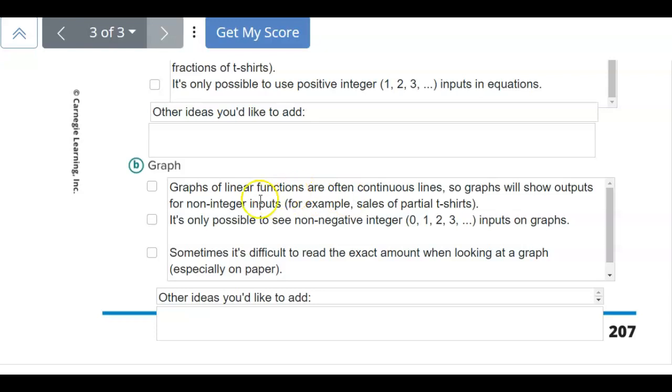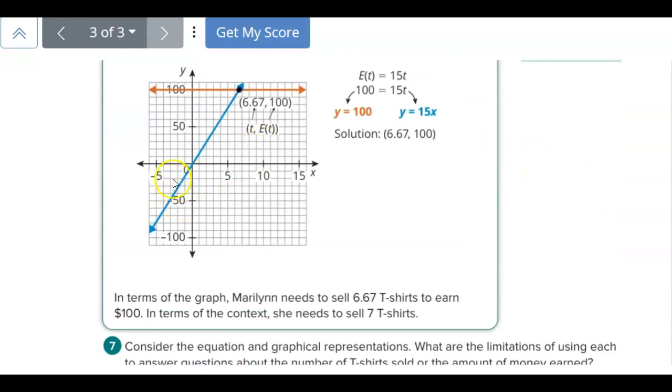So you have 3 choices. Graphs of linear functions are continuous lines. So graphs will show outputs for non-integer inputs. For example, it won't just show 6 and 7, but it will show all the decimal numbers in between 6 and 7. Another, is this a limitation? It's only possible to see non-negative integer inputs. Is it true that you can only see 0 and up inputs? Or when you look at a graph, do you also see negative inputs?